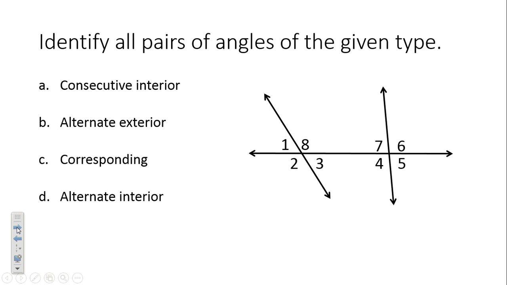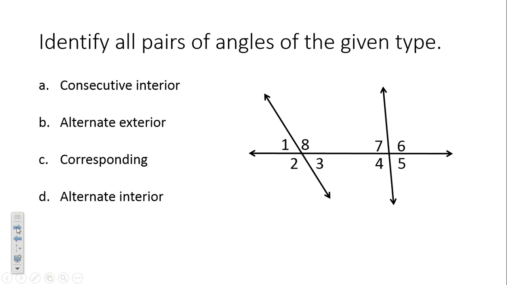Okay, so last thing we need to do today is to make sure that we understand the notes that we took. So we want to make sure that we know what corresponding angles are, alternate interior angles, alternate exterior angles, and also consecutive interior. So we've got four types of angles that we need to know and be able to identify and recognize. So when I ask you what consecutive interior means, what would you say? Consecutive means same side of the transversal, and interior means inside, within, between.